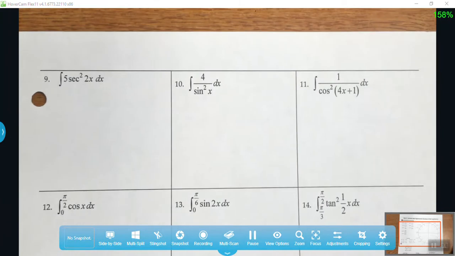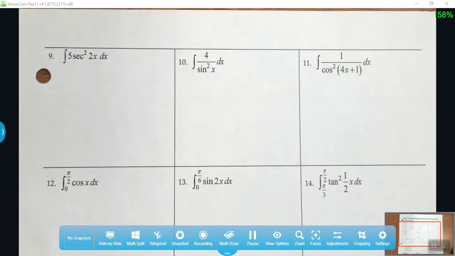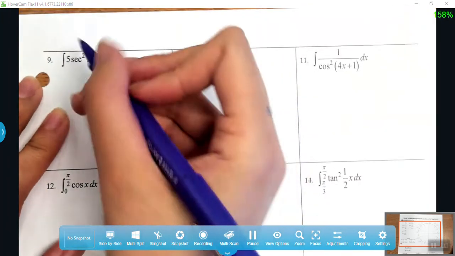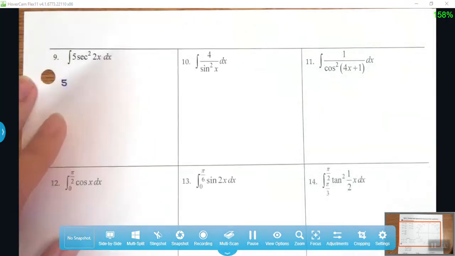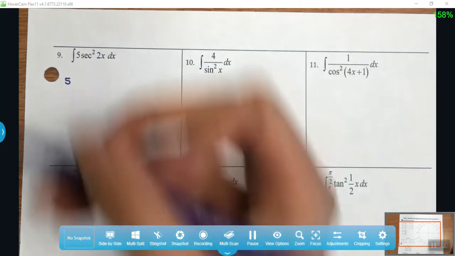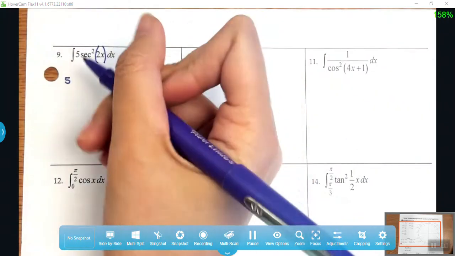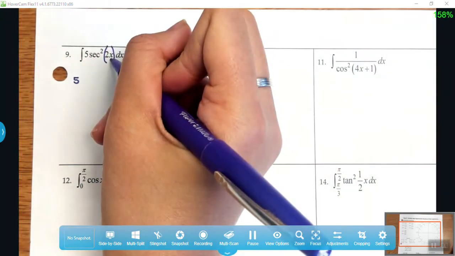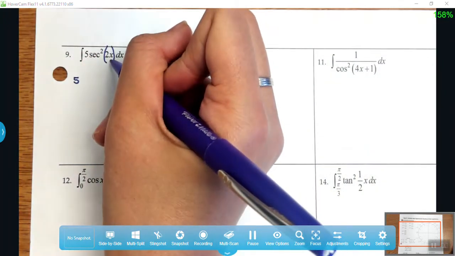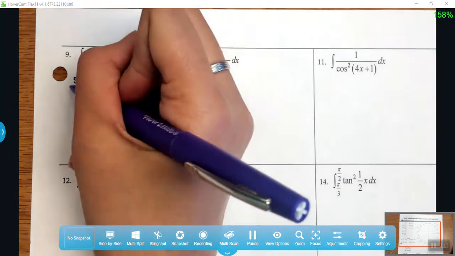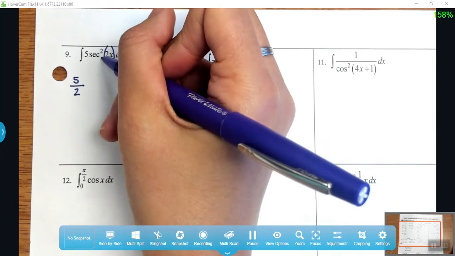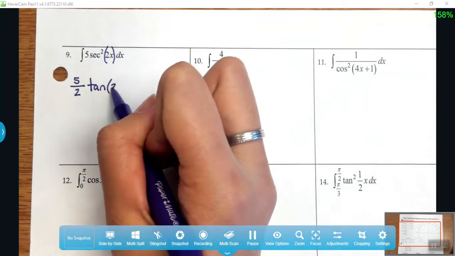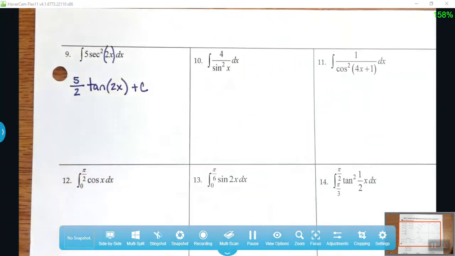9. This one's not too bad. What do I do here? Pick up 5. Okay, 5. And then what's the integral of secant squared? Oh, and I have a 2x inside, so tangent. What should I do with that 2x though? So 5 over 2 tangent 2x. Yeah, u is 2x, so du is 2. Sorry, du is 2, so we have to divide by 2. Integral of secant squared is tangent. 2x goes back in, and then add your c.